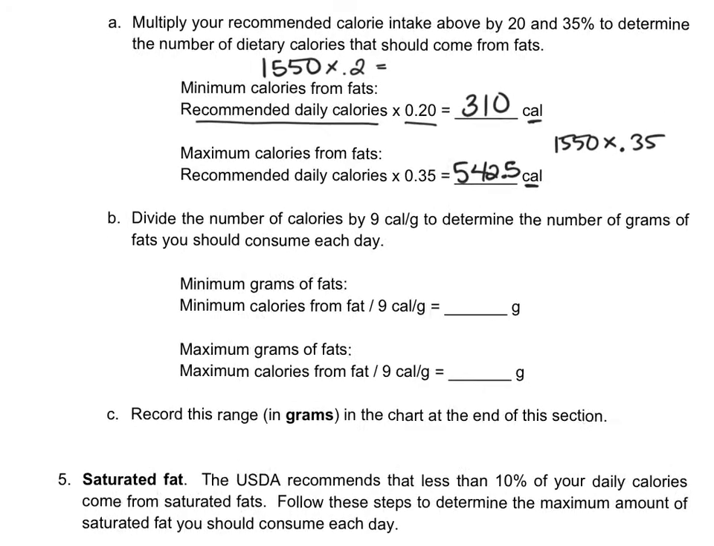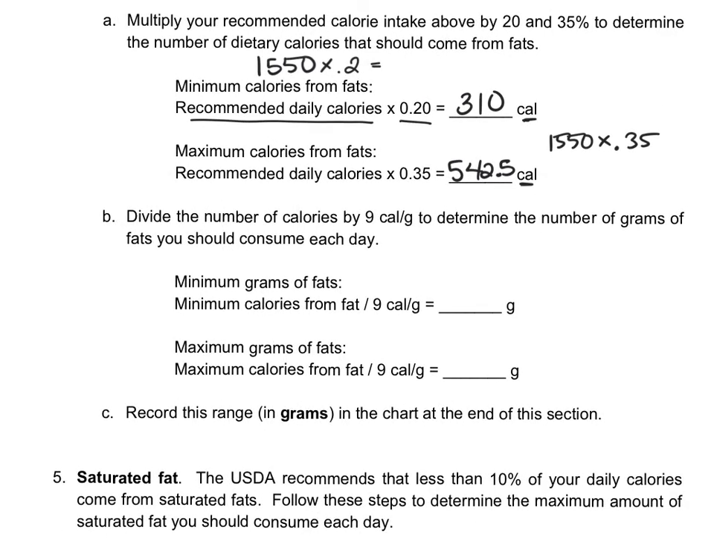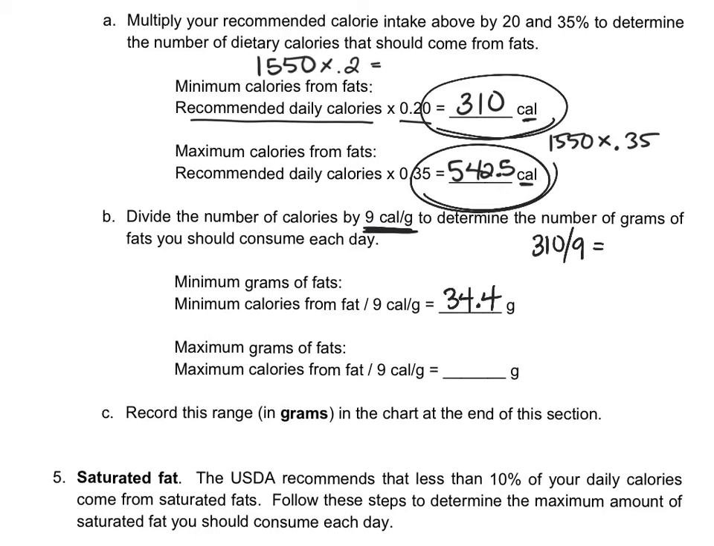We don't really use calories in this sense out in the world. So we're going to take our calories and divide by the number of calories per gram of fat. It's actually 9 calories for each gram of fat. That's why fat is so high in energy. When I do that, I get 34.4 grams. So I took my minimum divided by 9. Now I take my maximum, 0.35, and divide that by 9. When I do that, I get 60.2.